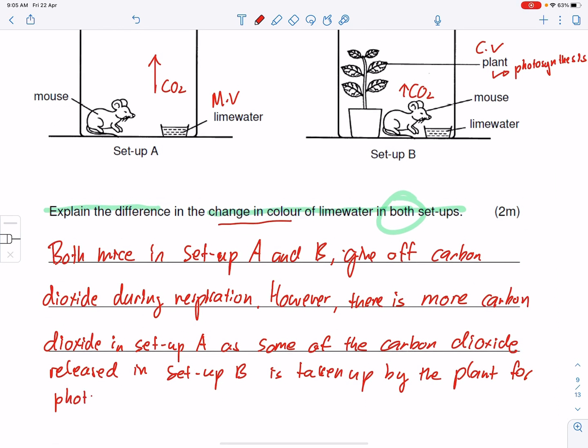So many students tend to forget to write down the key idea of photosynthesis. You need to tell me why. So what are the marking points? Both mice release carbon dioxide during respiration. More, compare. This is the comparison part, and explain why.